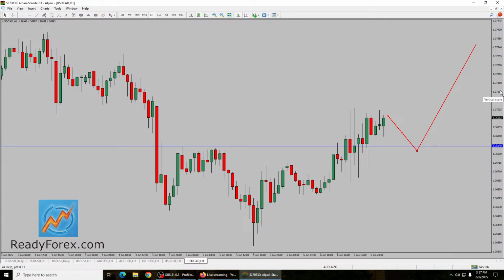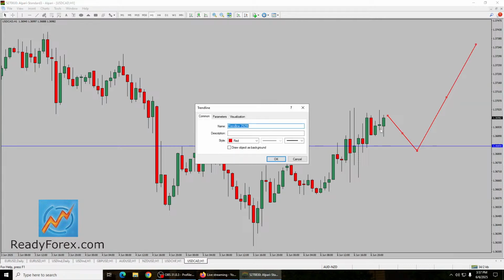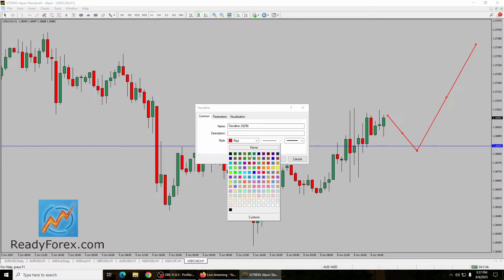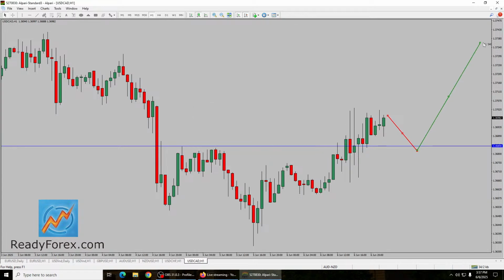This one looks quite possible, so we will see how it goes. Okay, so USDCAD 1 hour, we are most likely going to get a pullback over here, and once we get this pullback, the chances are market is going to resume the uptrend.